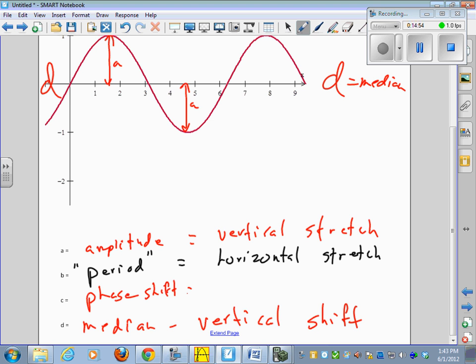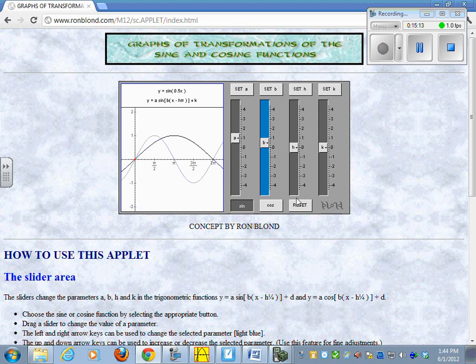Okay, it's the horizontal shift. So we call the C the phase shift or the horizontal shift, and I'm going to show you what that means. I'm going to reset here. I'm going to adjust my C. They call that the H here. See how it shifts it left and right? So that's what C does. All the way down. It just shifts it to the left or shifts it to the right.